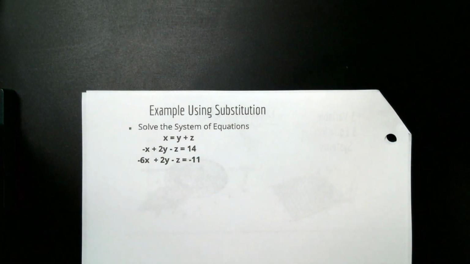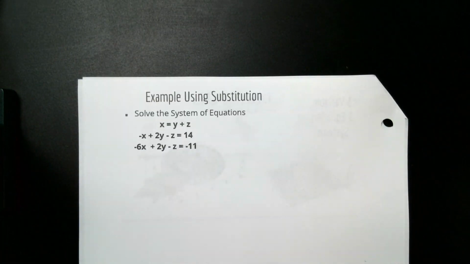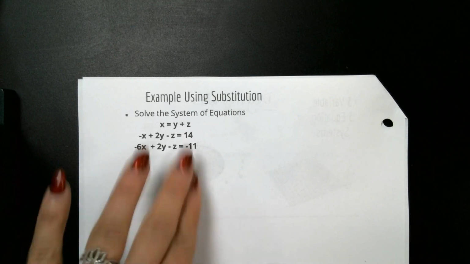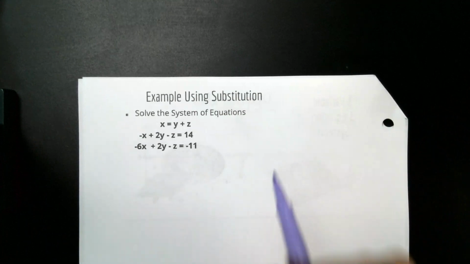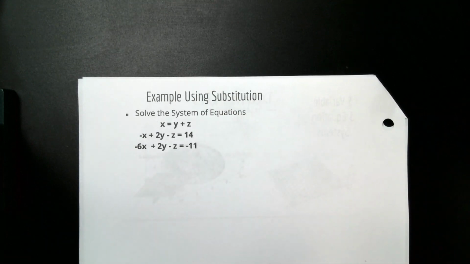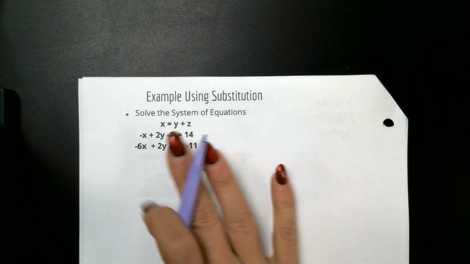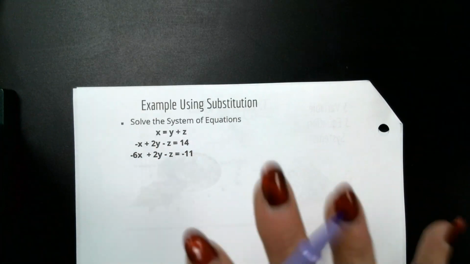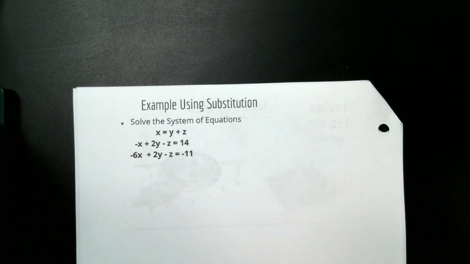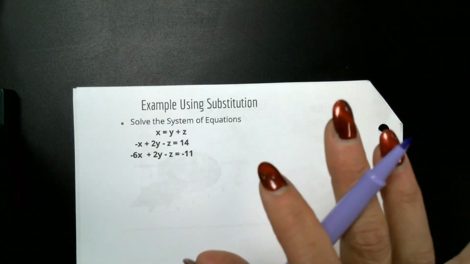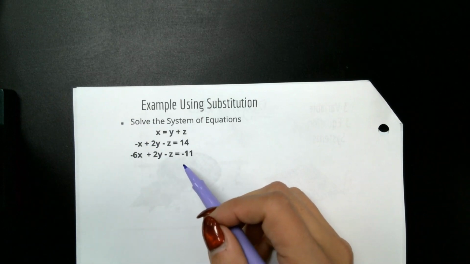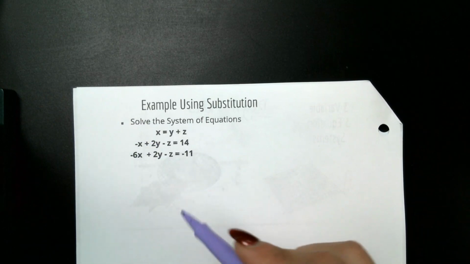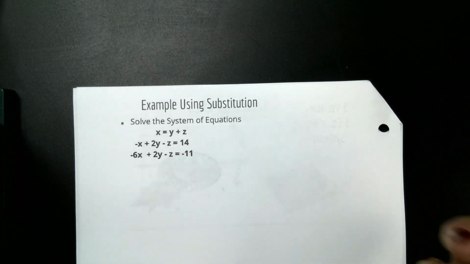This first example is the hardest one, and it's using substitution. Now, you will not be practicing any like this today on your practice page. That doesn't mean you might not see one pop up on your test. But we're going to talk about substitution. So remember when I said yesterday, if one equation had a variable by itself, that's the one you used for substitution.